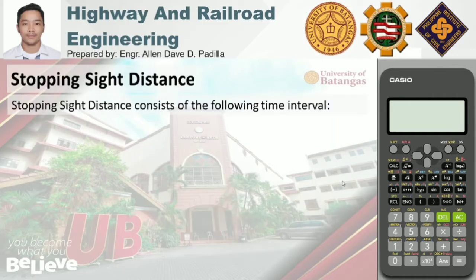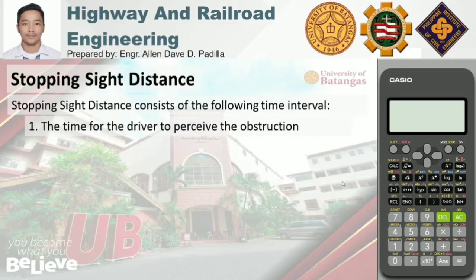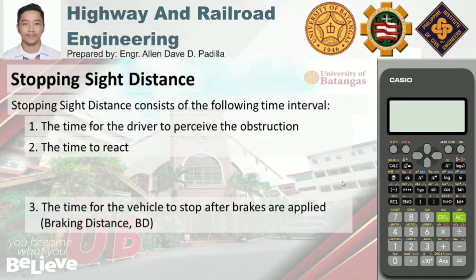Then, sa stopping sight distance, meron tayong tatlong time interval na kino-consider. First one is the time for the driver to perceive the obstruction. The second one is the time to react. And the last one is the time for the vehicle to stop after brakes are applied. So, yung first two time intervals natin, ito yung tinatawag na perception reaction time. So, ito yung time na nakita ng driver yung hazard or yung obstruction and then nag-react siya. So, ano ba yung reaction? Siyempre, tatapak siya sa brakes para unti-unti siyang huminto.